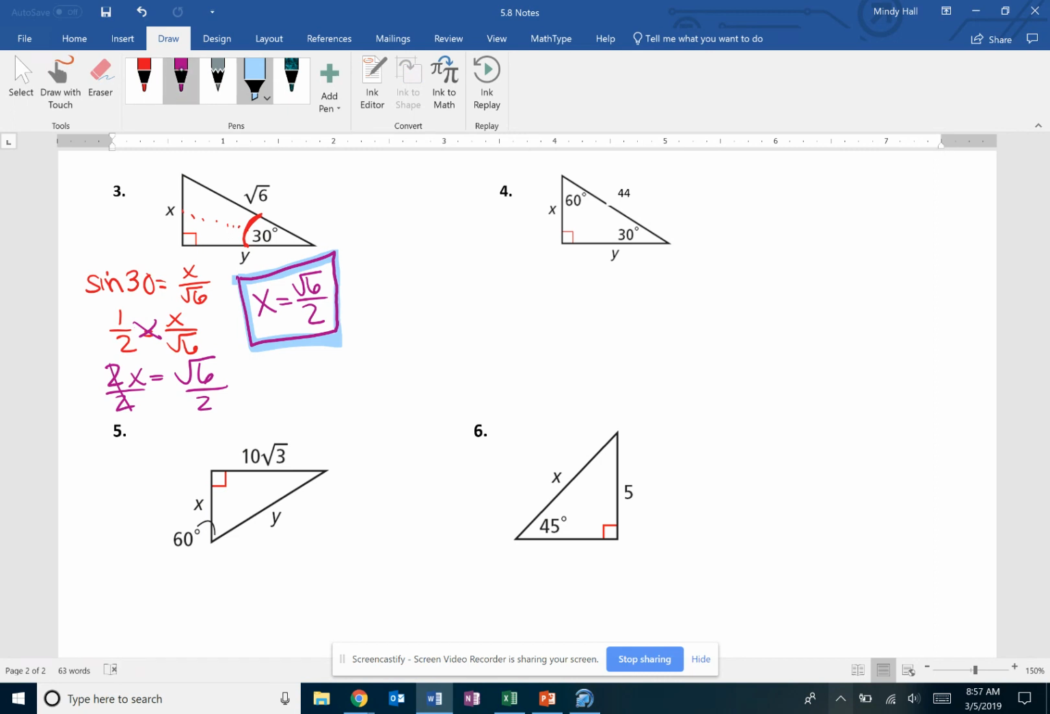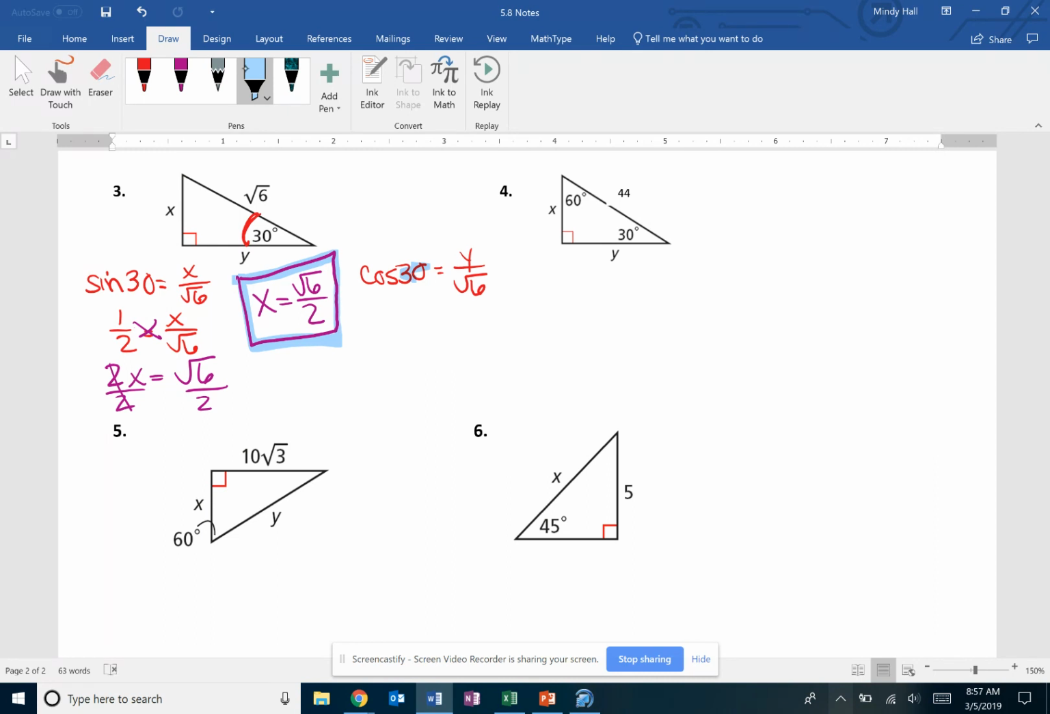So then to find y, we're going to do the same thing, except now to find y, we're going to use cosine. So cosine of 30 equals y over square root 6. So you notice I kept the same angle and just changed from sine to cosine. So that is one major way to do it.